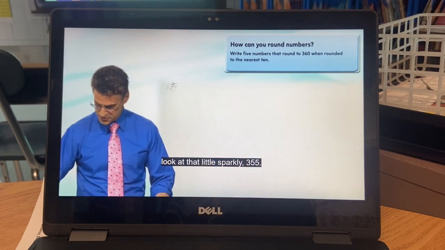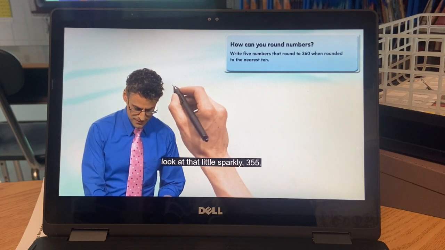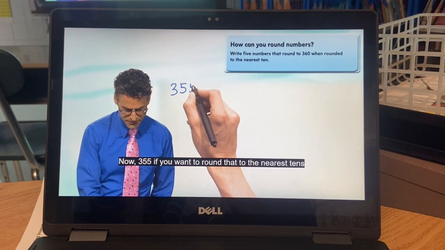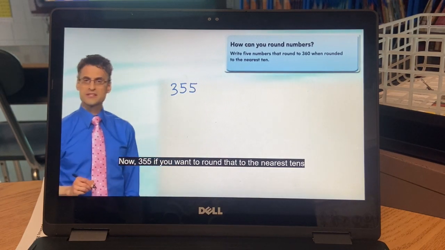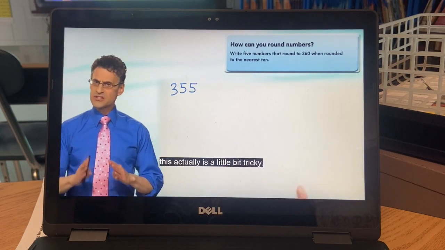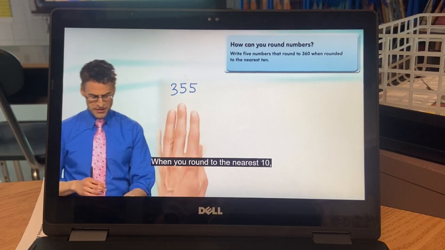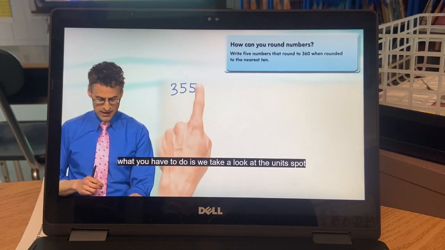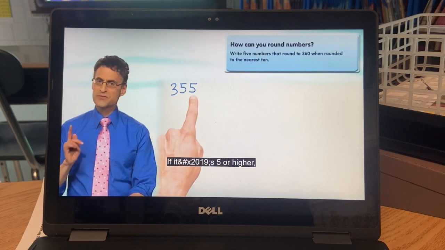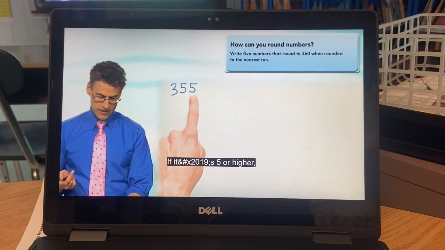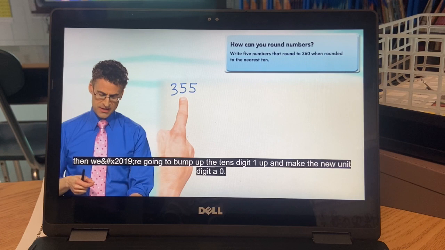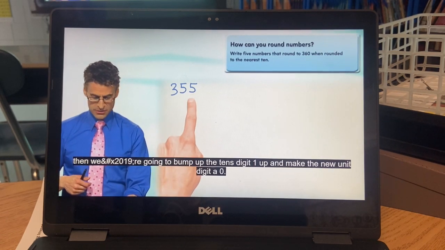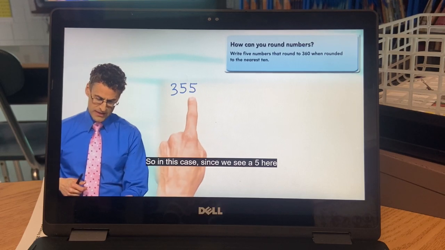Oops, look at that, it's a little sparkly. 355. Now 355, if you want to round that to the nearest tens, this actually is a little bit tricky. When you round to the nearest 10, what you have to do is take a look at the unit spot and see what it is. If it's 5 or higher, then we're going to bump the tens digit up by 1 and make the new unit digit a 0. So in this case, since we see a 5 here, that means we're going to pop this up to 6.